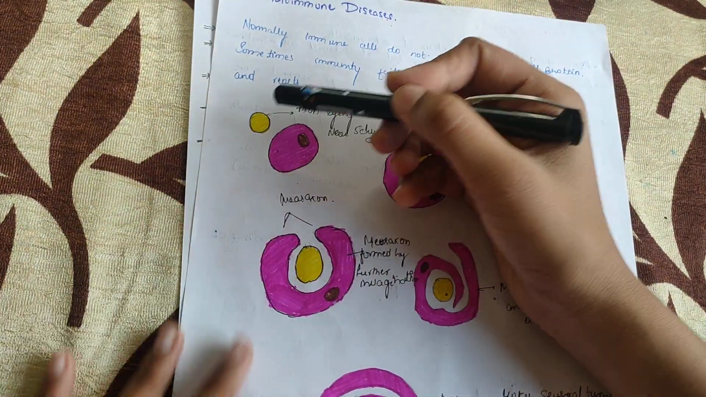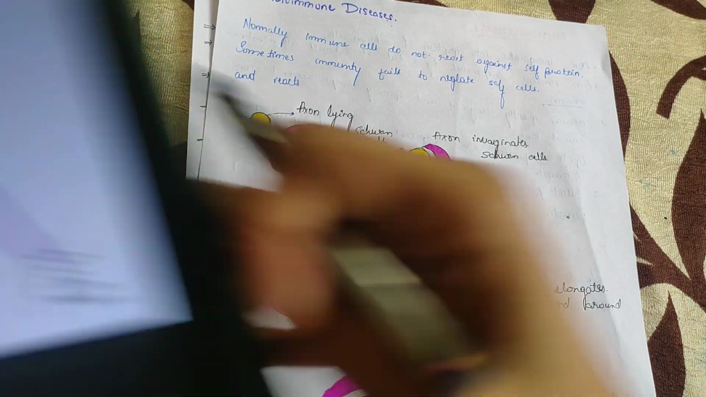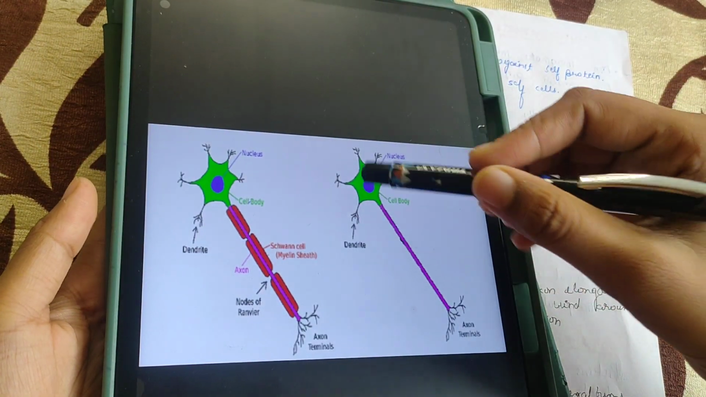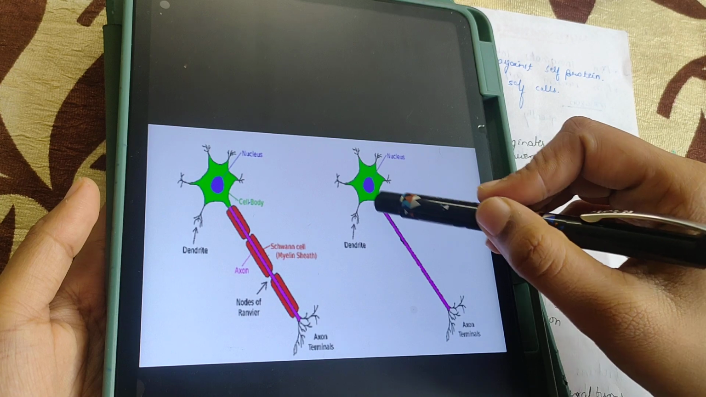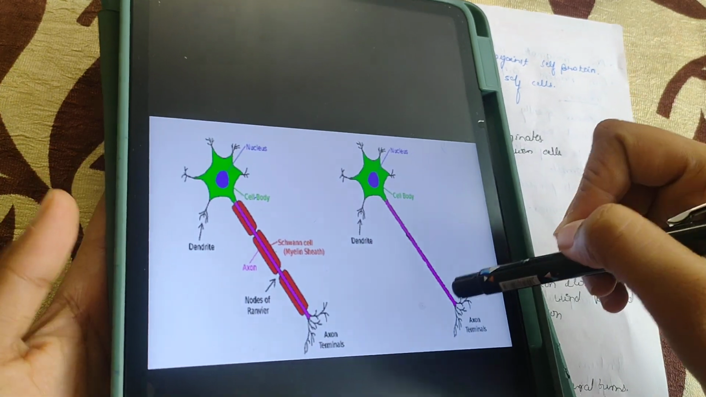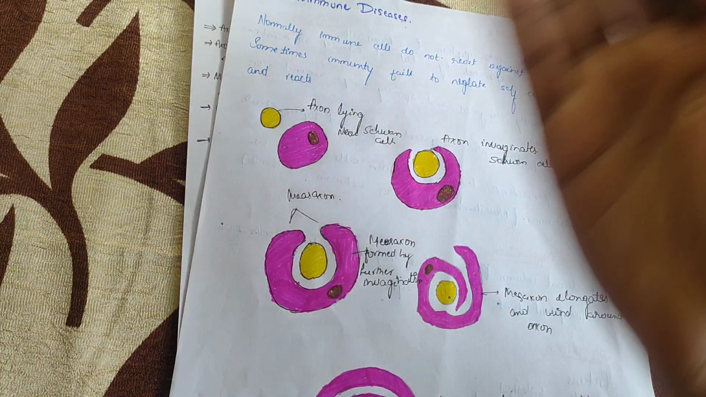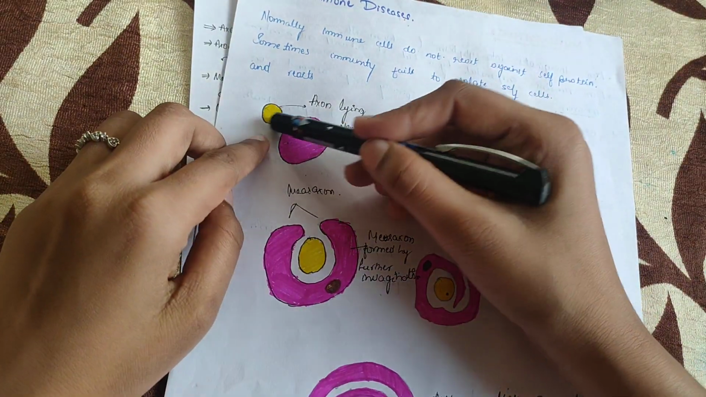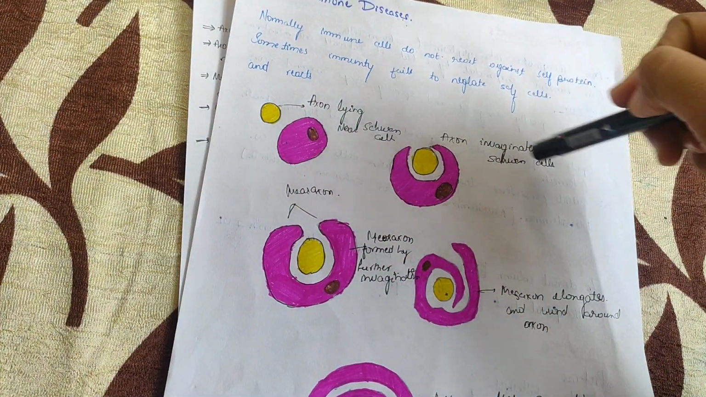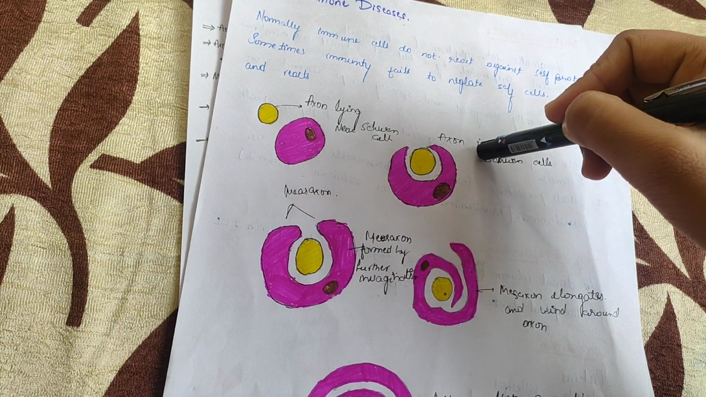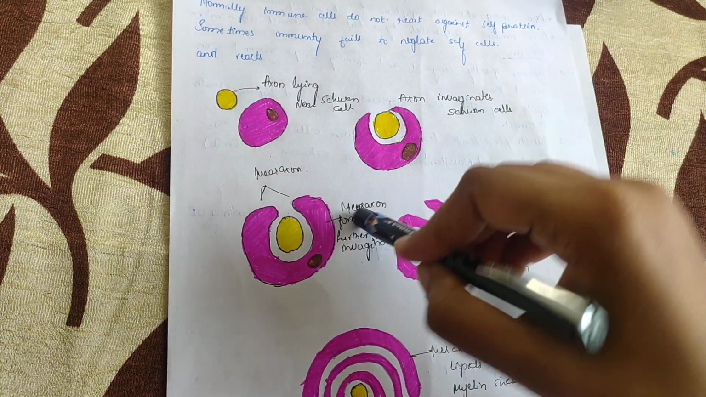We'll learn through the example of the Schwann cells. This is the axon, the long elongated part of the neuron, which is the structural and functional unit of the nervous system. This is a cross section. The axon is surrounded by the Schwann cells. Schwann cells invaginate around the axon, and further invagination forms the mesaxon.